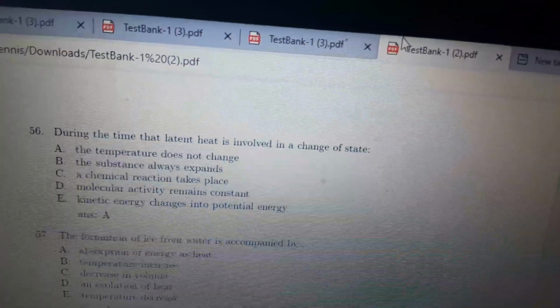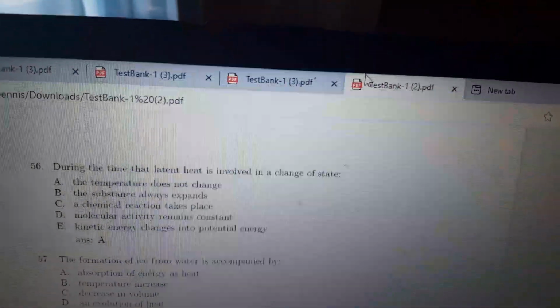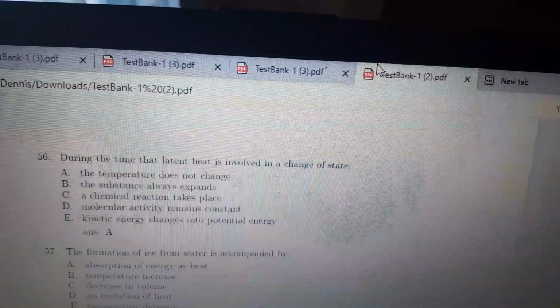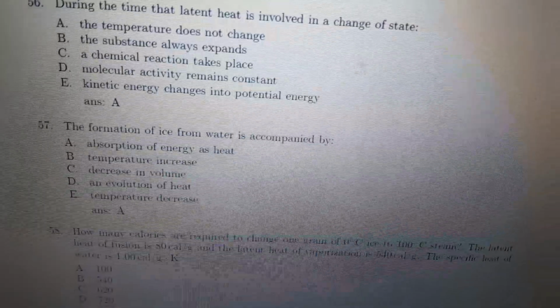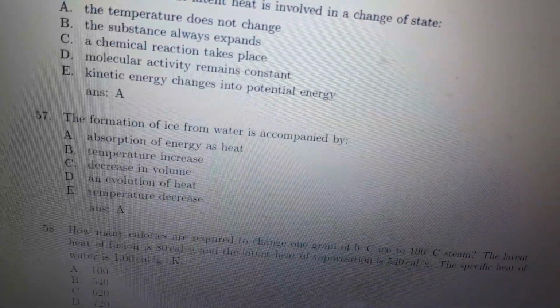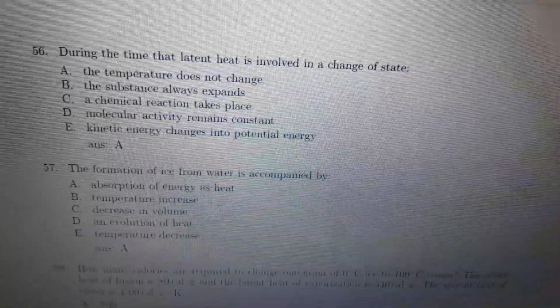During the time that latent heat is involved in a change of state, the temperature does not change. The formation of ice from water is accompanied by what? Absorption of heat, of energy as heat.